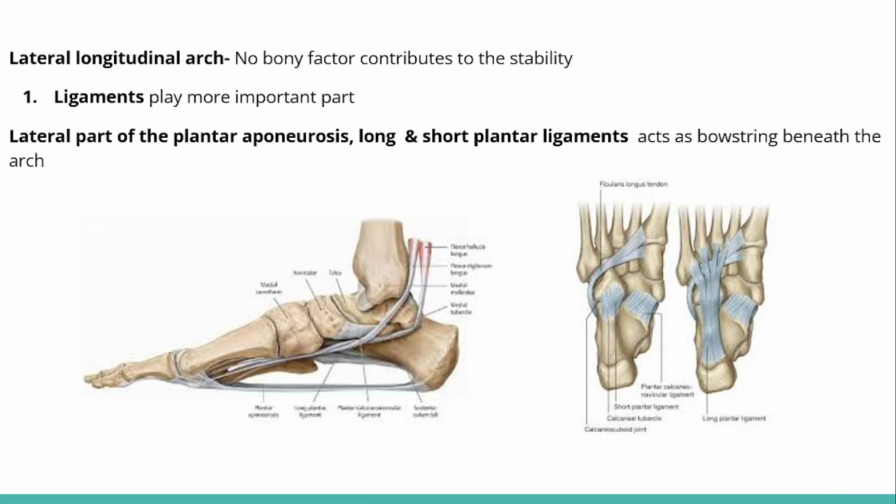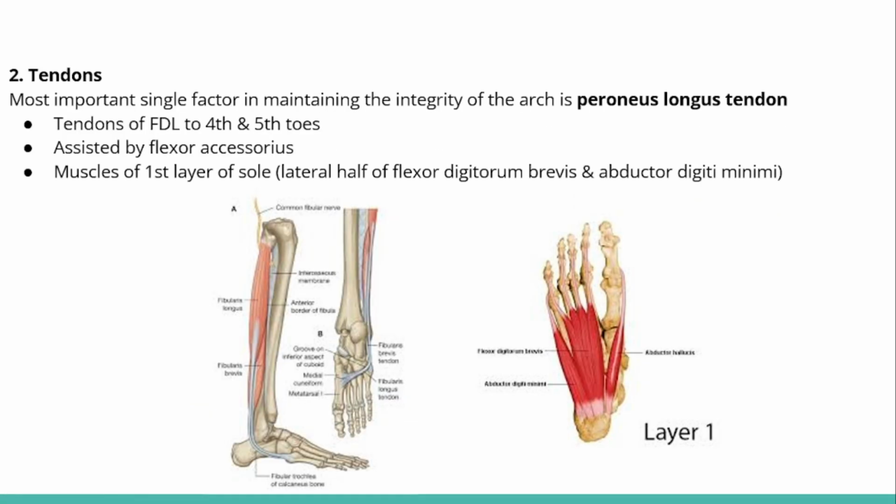For the lateral longitudinal arch, bony factors are not a crucial factor and bones do not contribute to the stability, but ligaments play an important part. To this, the lateral part of the plantar aponeurosis and the long and short plantar ligaments contribute more, and they act as bowstrings beneath the arch. And for the lateral longitudinal arch, the most important single factor is the peroneus longus tendon, and also the fourth and fifth tendons of the flexor digitorum longus contribute.